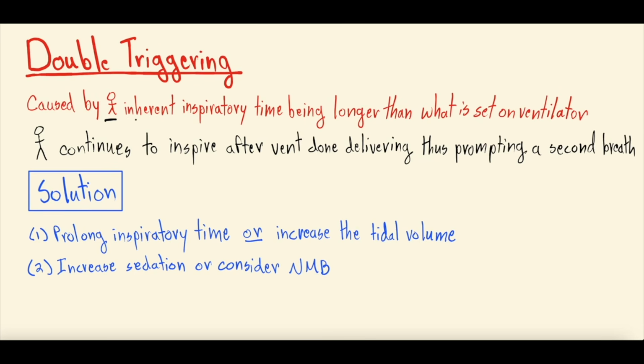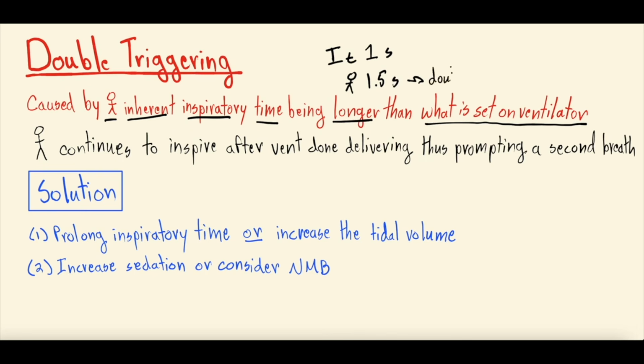So their inherent inspiratory time is longer than what the ventilator is set to. So let's say the inspiratory time on the ventilator is 1 second. If the patient says, you can give me that breath for 1 second, but I'm making these numbers up, I want to actually inspire for 1.5 seconds.